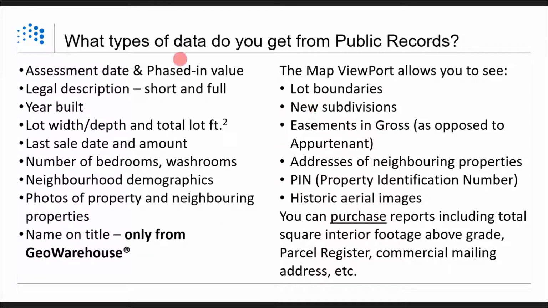Of all the viewports that you have, one viewport will pretty much give you all of that. That's the property viewport. The map viewport, which isn't really an MPAC thing, actually comes from Ontario Land Registry. It will give you lot boundaries of the property. It will show you new subdivisions. It will show you easements in gross. It will show you the addresses of the neighboring properties. It will also show you the PIN number. Remember, that comes from Terranet. And it will also show you historic aerial images of the property. And of course, you could also go in and purchase one of the reports.